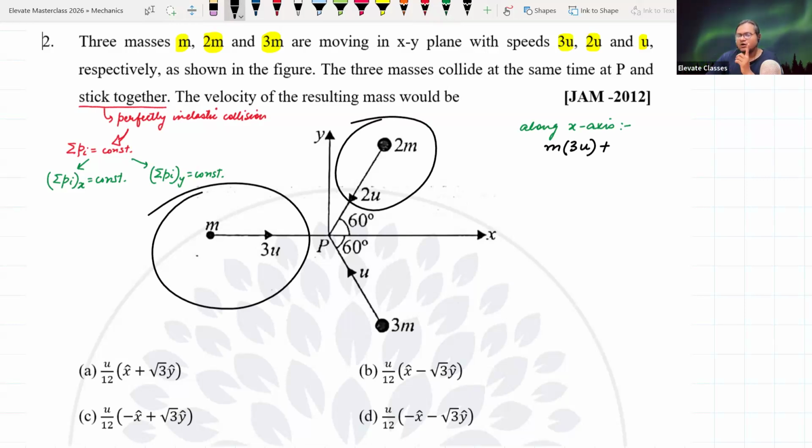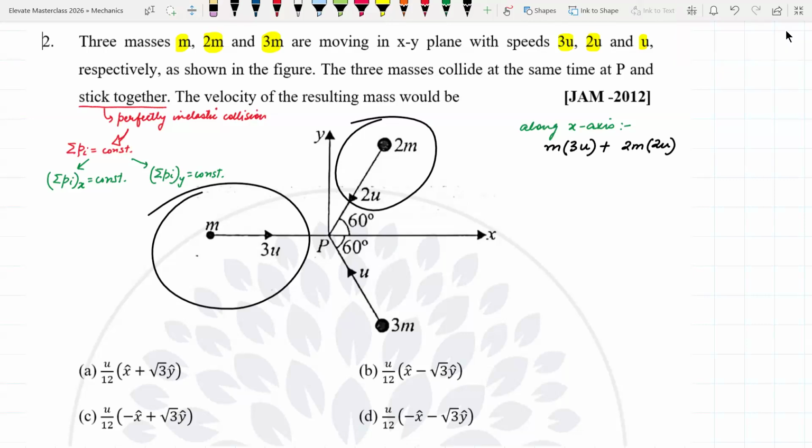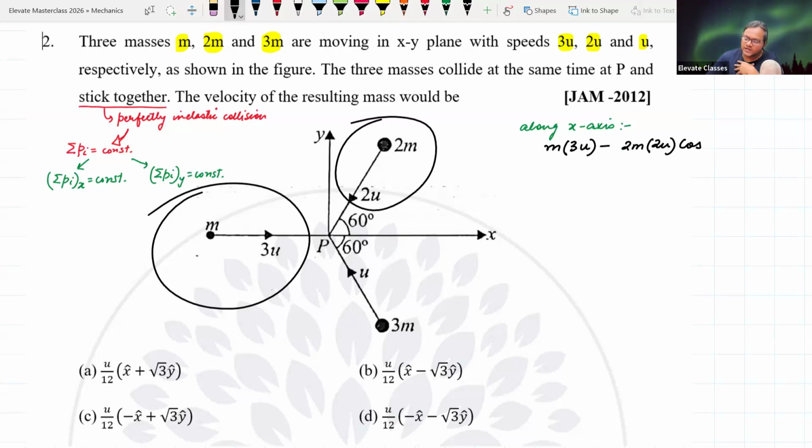What is the momenta of the second mass along the x-axis? Minus 2m. 2m is the mass, 2u is the velocity, and this is minus. Is this correct? Sir, it will be half. Why cos? Cos 60 will come. Cos 60 will come. Okay, very good. This is what I was interested in.